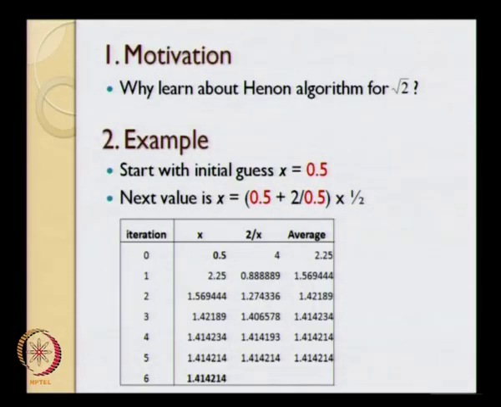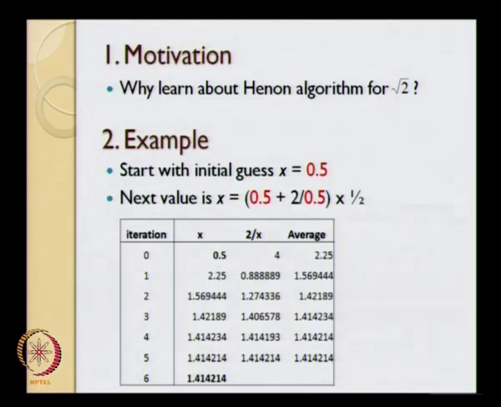Then we took that example, we started with the initial guess of 0.5, and again we calculated the next value: x equal to 0.5 plus 2 divided by 0.5, the average of that multiplied by half. What I have done is I have used an Excel sheet, and this is just a result from the Excel sheet. The first column is the number of iterations. The 0th iteration signifies the initial guess that we started off with, x. Over here I am writing 2 by x, and the average of these two numbers I am writing in the fourth column. The numerical method tells us that x is going to be the average of x and 2 divided by x, so that is the new value of x. So we have taken this value and put it over here. We started with 0.5, the average of 0.5 and 2 by 0.5 is 2.25, and we took that 2.25 as the next guess.